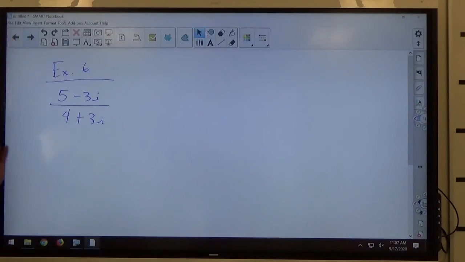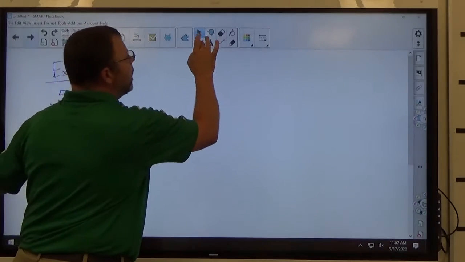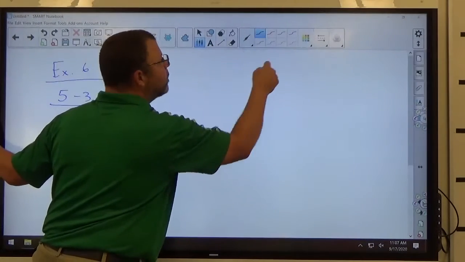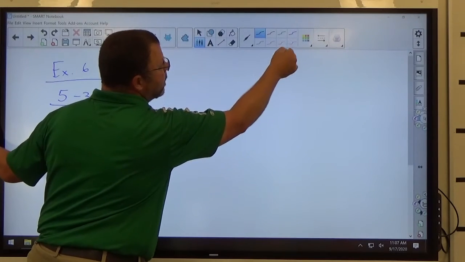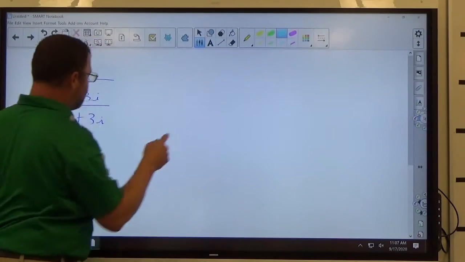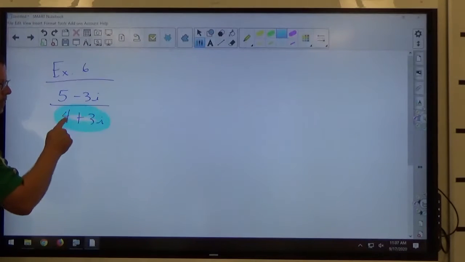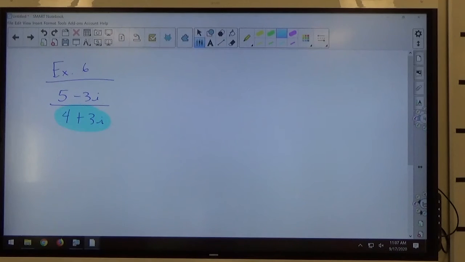Example 6. The only difference between this problem and the previous problem is the numerator. The previous problem had a single object in the numerator, this one has multiple objects. But again, the numerator doesn't matter in my decision-making process. The issue with this problem that makes it not simplified, if I turn on the highlighter, is this: 4 plus 3i is the problem.